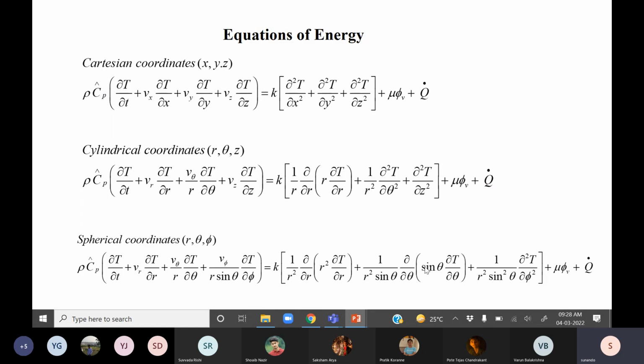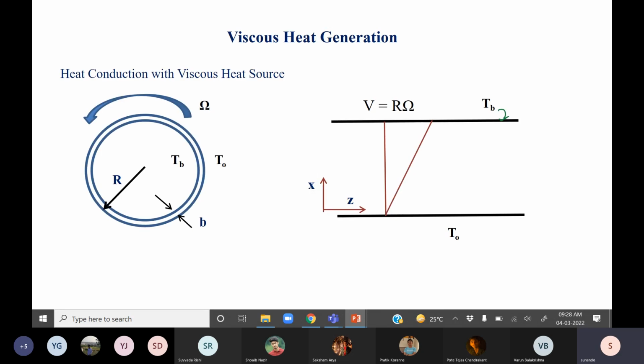This will really help us in solving more complex problems in a much more fundamental and general way. So I would solve with you a problem which involves viscous heat generation. In viscous heat generation, it's heat conduction with a viscous heat source.